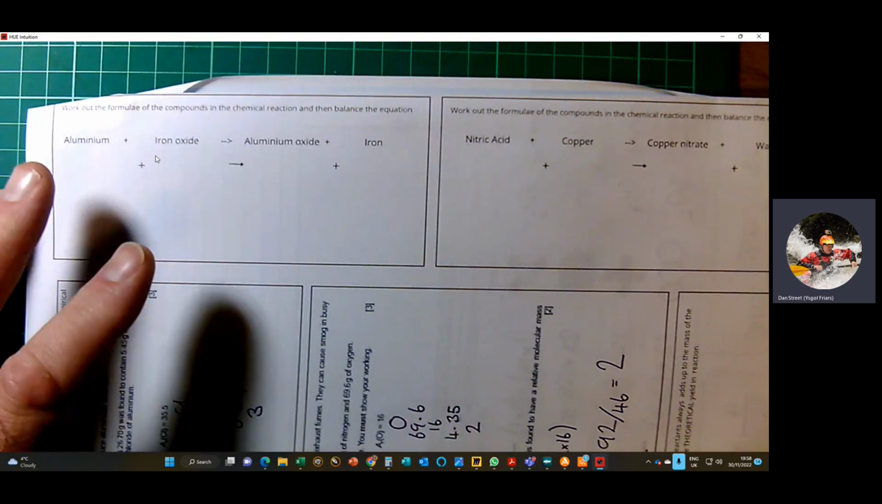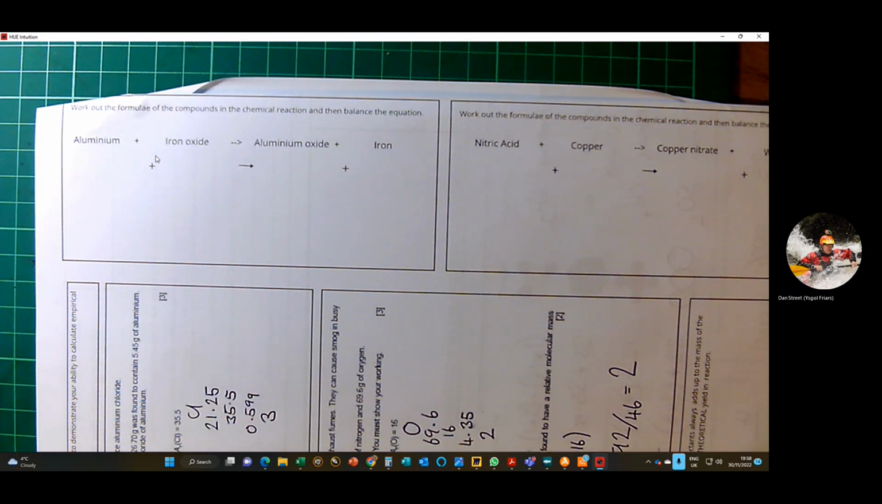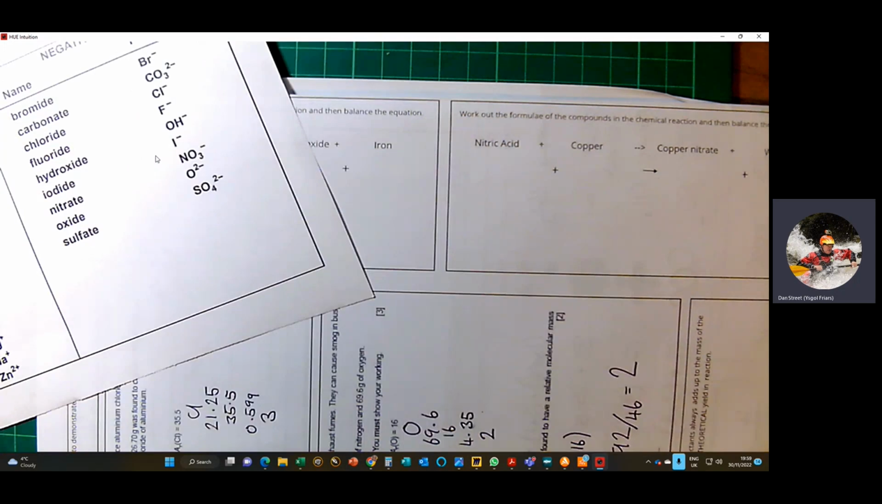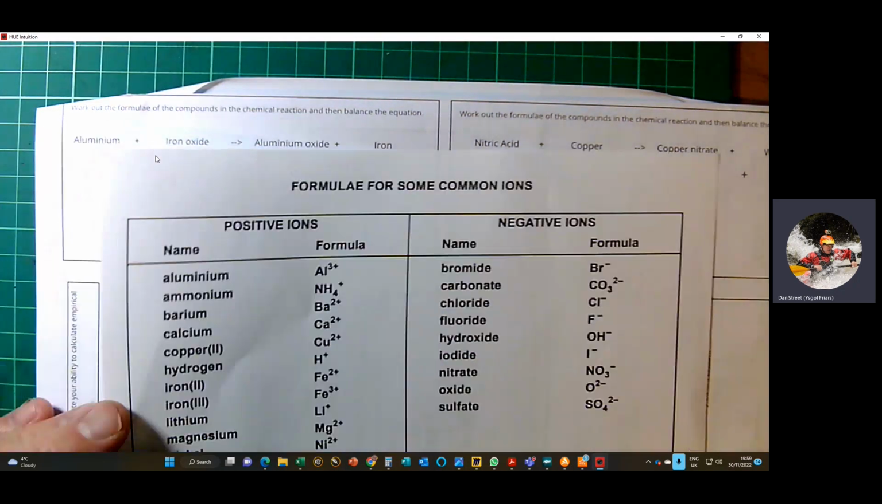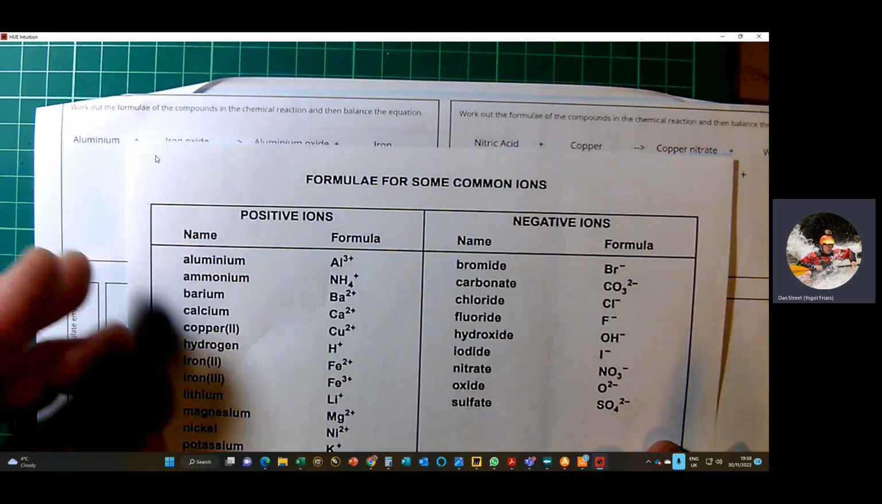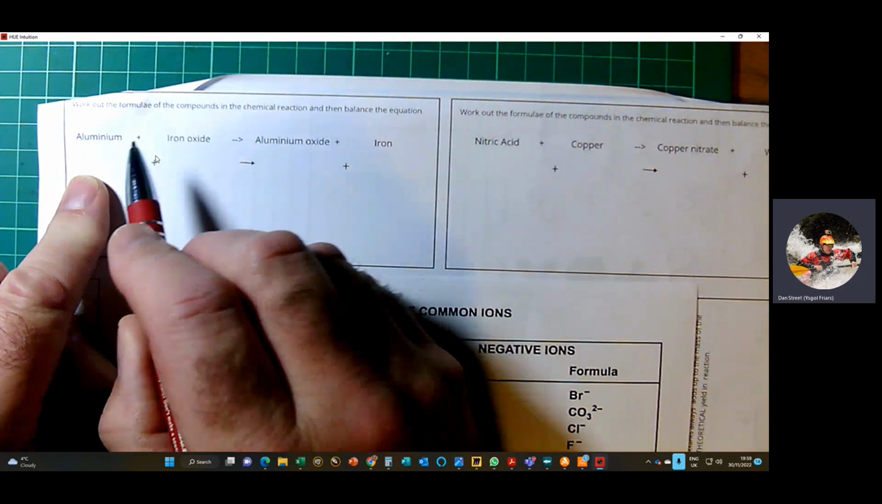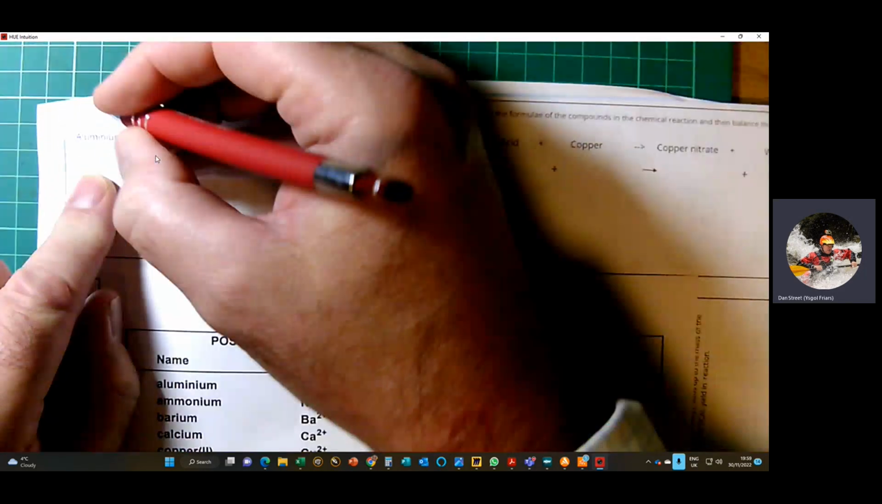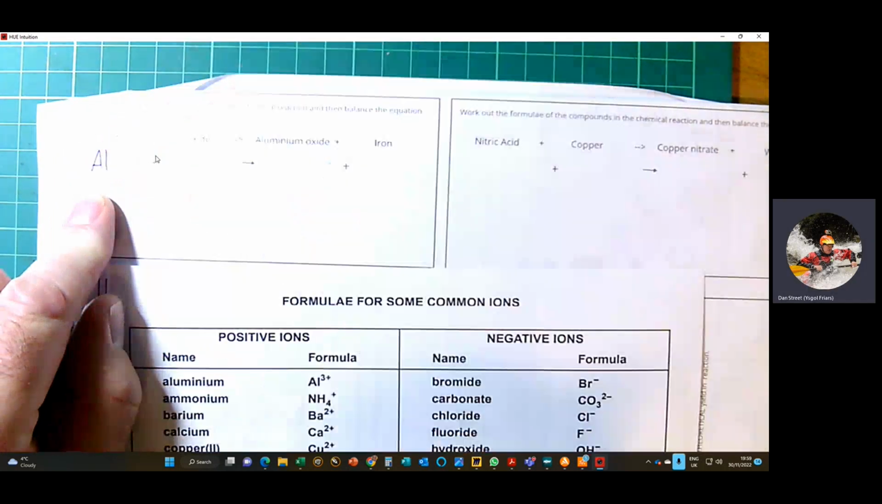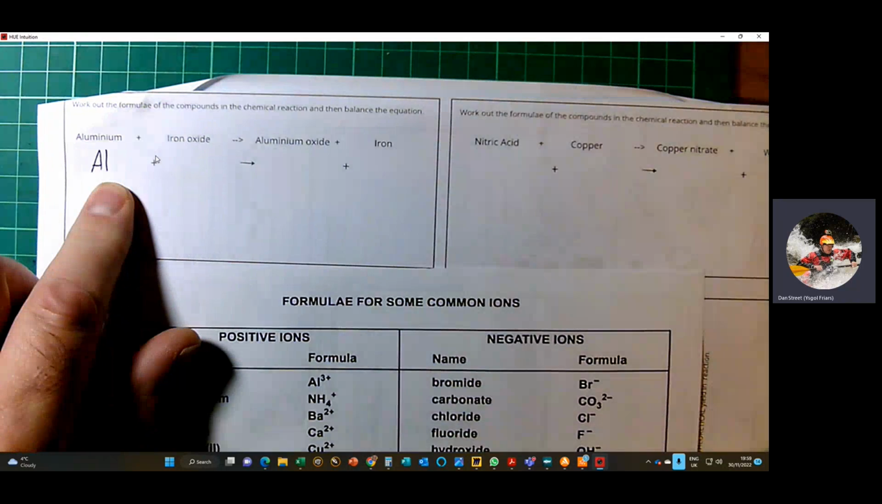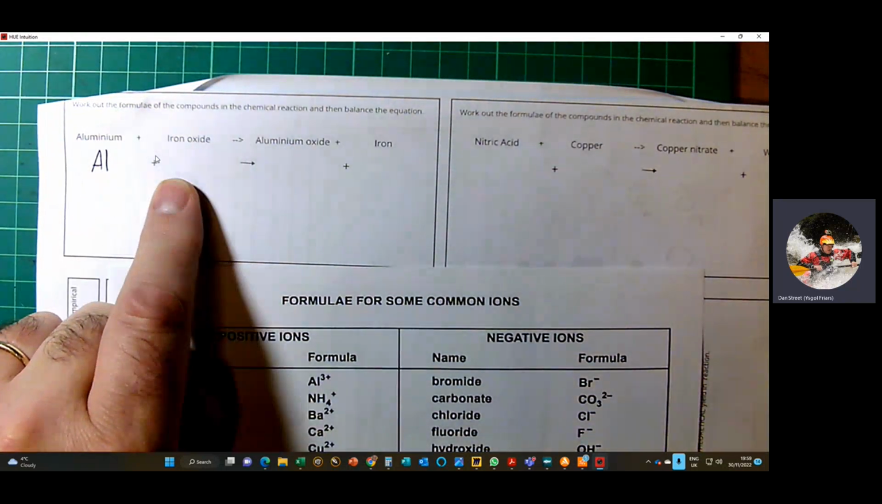Okay, so this first one, there are a couple of subtleties that we need to worry about here. If we have a look at a formula table, a common ions table, we've got a couple of choices to make. It doesn't matter which choice you make. So for the first part, we need to write out a chemical equation. For aluminium, it's Al. We could add the state symbol, which is an S, but we'll keep this simple for now. So the choice we have to make is iron oxide.